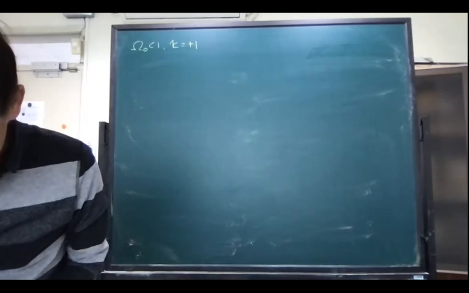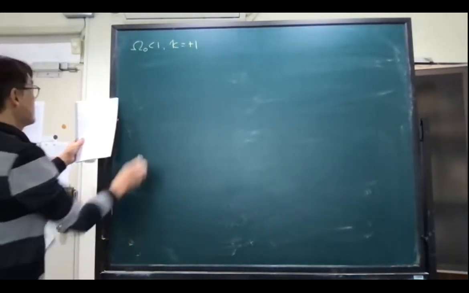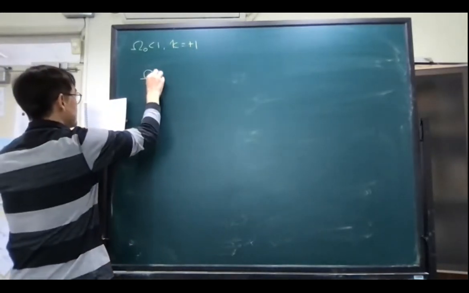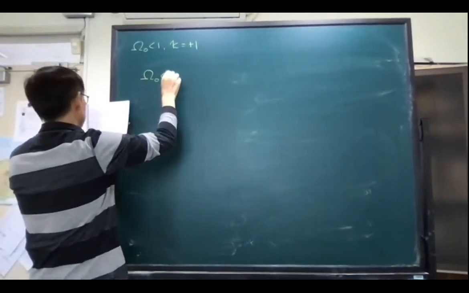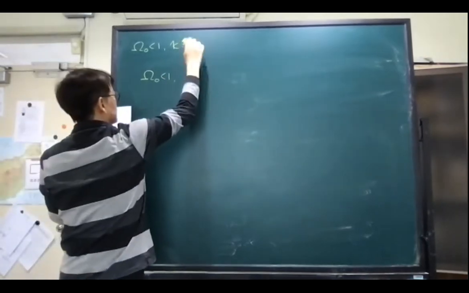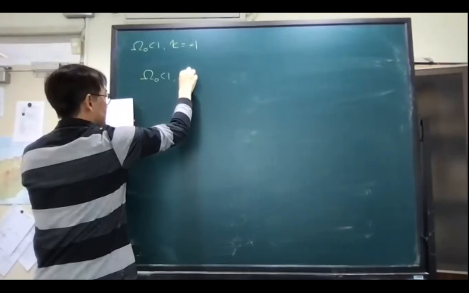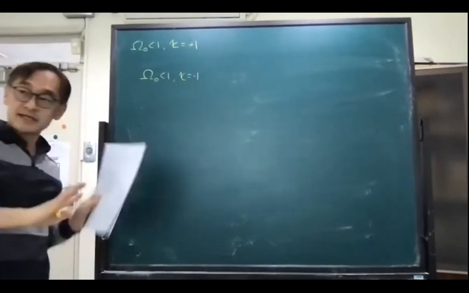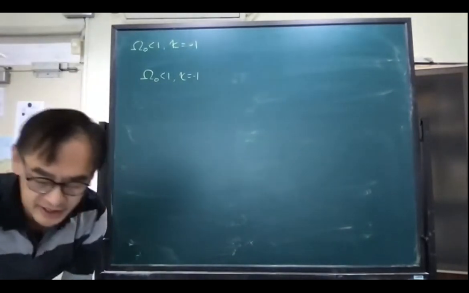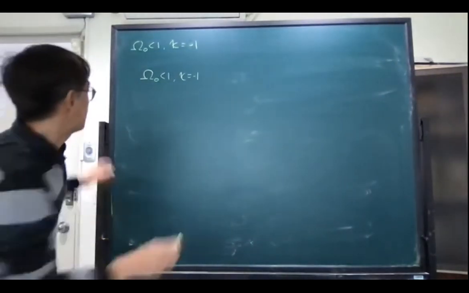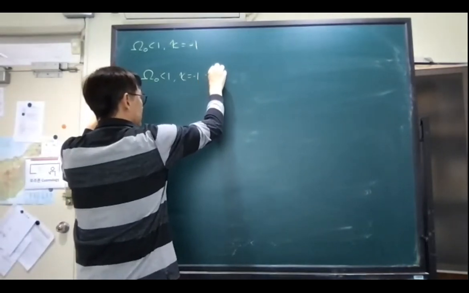Let's summarize what we discussed so far. We can have omega 0 less than 1, then kappa is minus 1. As I said, it will expand forever. So the universe becomes really, really chill.